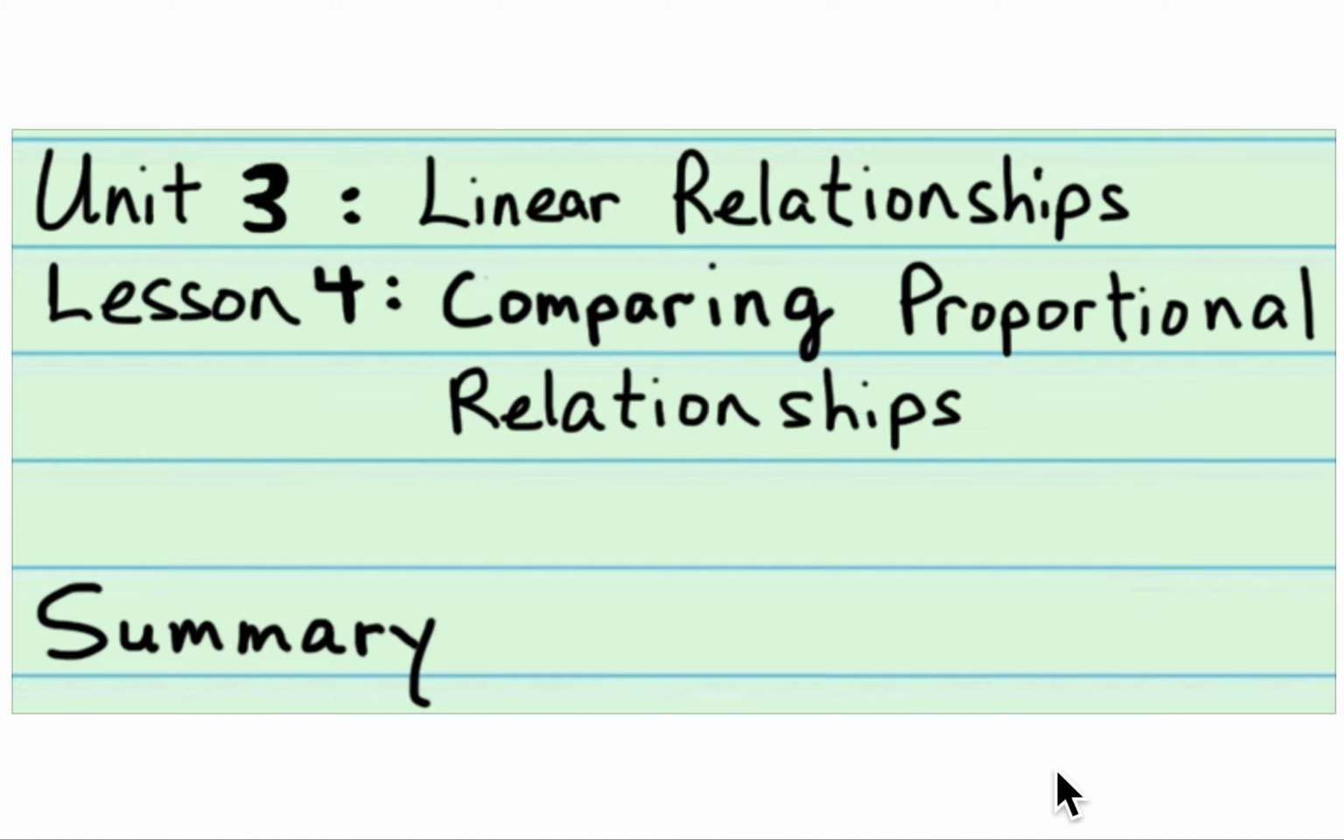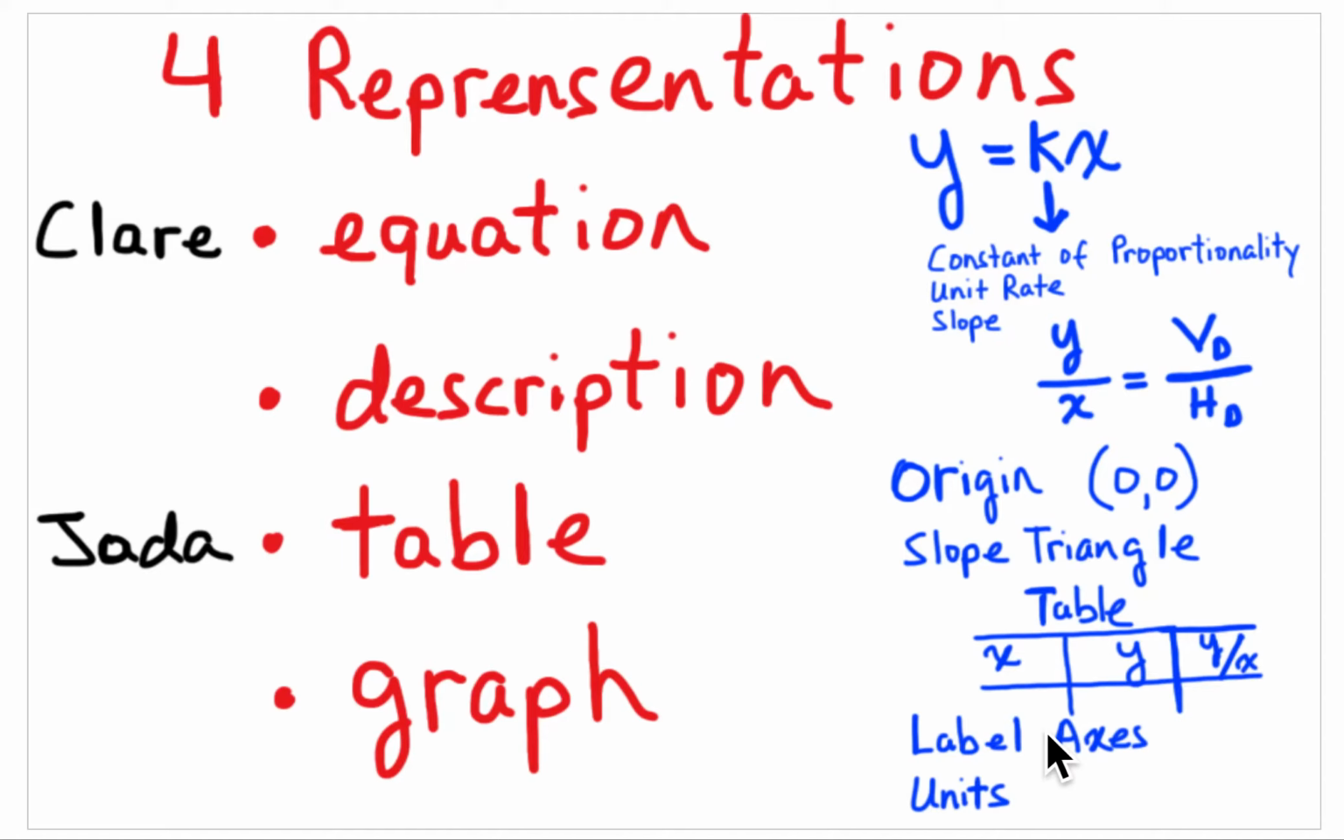This is the summary for Lesson 4, which is on comparing proportional relationships. So to make these comparisons, you have 2 or 3 proportional relationships. Think about the 4 representations. Usually you will be given information in more than one representation.